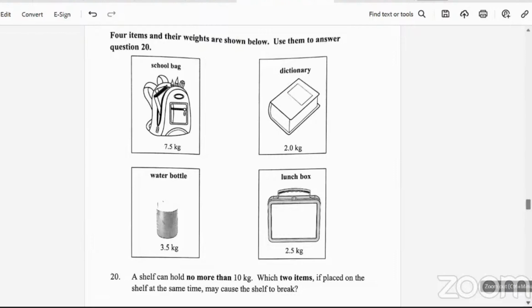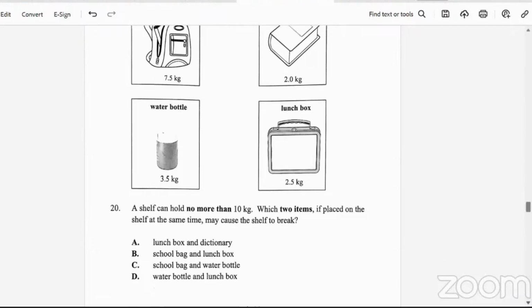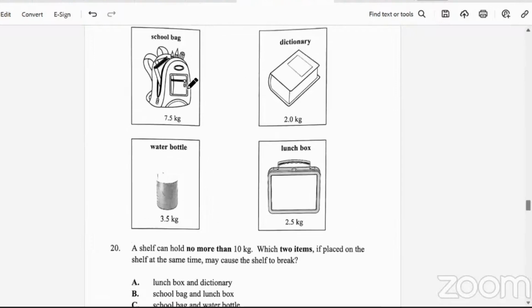So it says the shelf can't hold more than 10. So let me go down to the options first before we do the calculations. We want to find what would cause the shelf to break. When we combine two items, it would give us more than 10. It's most likely possible to break the shelf if it's more than 10. All right, so if we do these two, that's not quite 10, right? It's less than 10. These two would have been 9.5, less than 10.